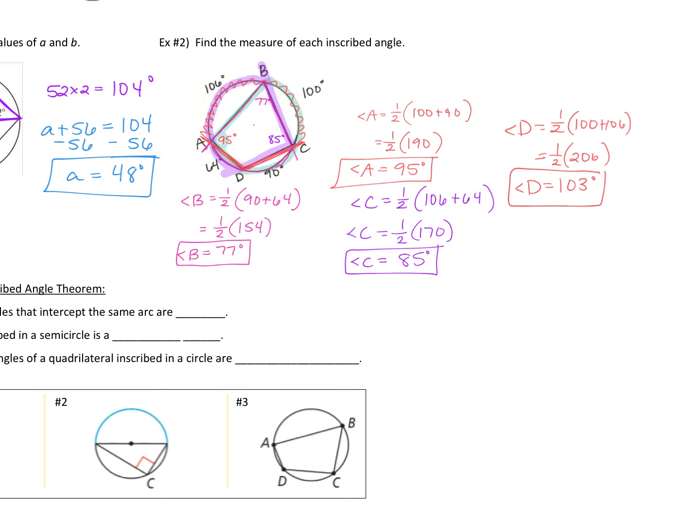For D, couldn't you have just taken the sum of the 3 angles and subtracted that? Yes, you could do that too. Yep.